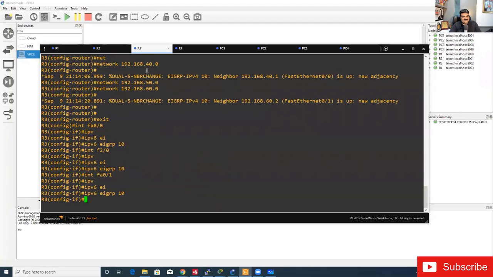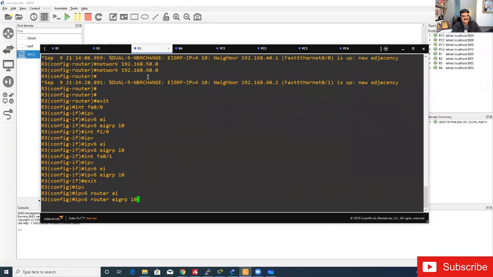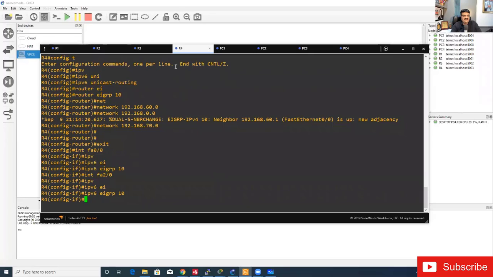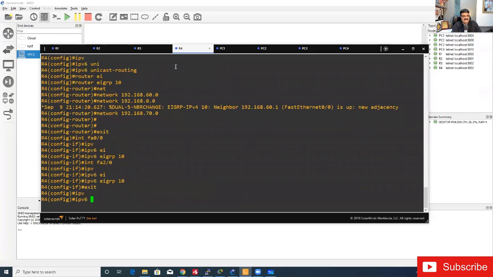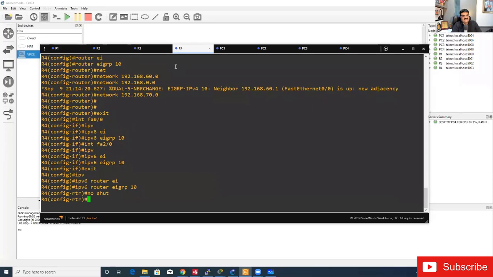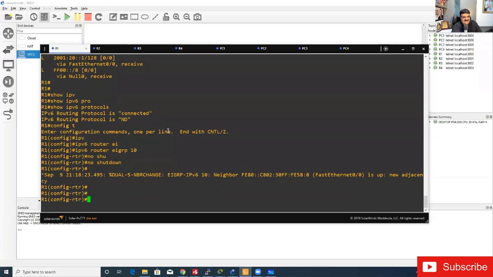Going to R3: IPv6 router EIGRP 10, and I have to give no shutdown, depending on the version. So IPv6 router EIGRP 10 and no shutdown. Yeah, it is done. Now keep this in mind: in IPv4 there is config-router, and if you are in IPv6, there is config-rtr.